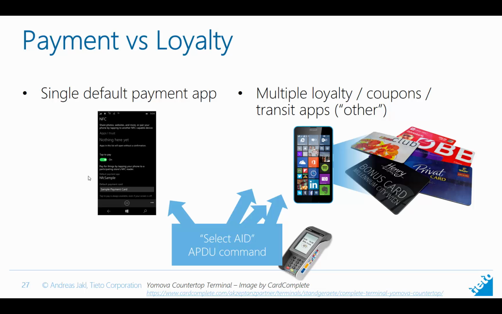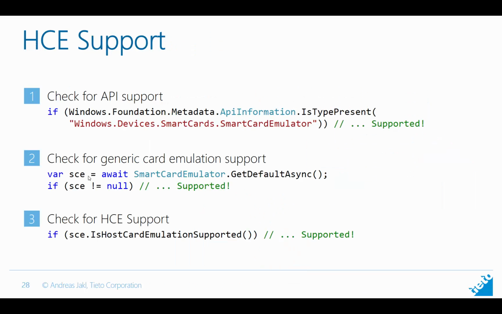For loyalty cards, you can have multiple apps. For example, you can have one loyalty app for your public transport service, and one loyalty app for your coffee shop, and if you then tap the reader in the coffee shop, it will open your loyalty card app for the coffee shop and you will get your points. Which app is selected depends on the APDU command that the reader sends to your phone, which is select applet ID, and then the correct app will launch on your device. So this is all new in Windows 10.